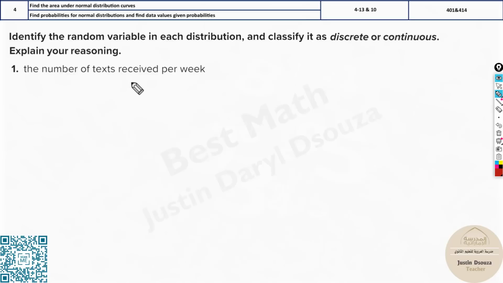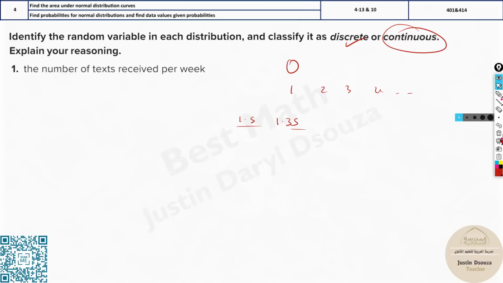Now the number of texts received per week. Whenever a quantity given to you is countable as whole numbers like 1, 2, 3, 4, and so on, and it's countable, it's discrete. You can count it out. Whereas it will be continuous if it's like 1.5, 1.35, and so on, like in decimals. So this is a simple understanding. Say heights of students in a class or weight of students in a class. It's not discrete, it's continuous.